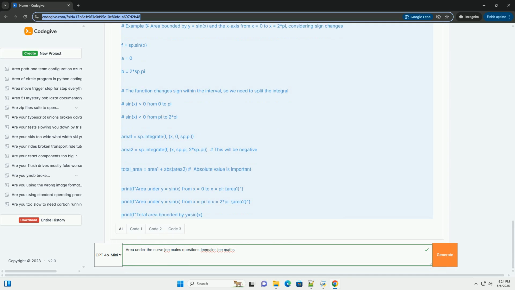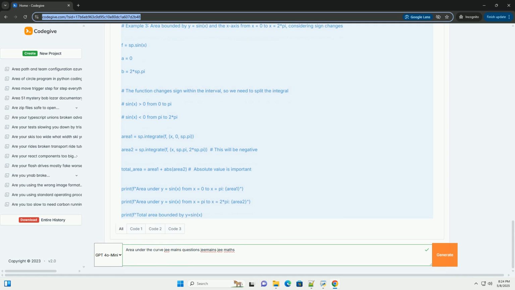Problem 3. Find the area of the region enclosed by the curves y equals x³, y equals 8, and x equals 0. Solution. Step 1, sketch the region. Sketch the curves y equals x³, a cubic function, y equals 8, a horizontal line, and x equals 0, the y-axis. The region is bounded by these curves in the first quadrant.